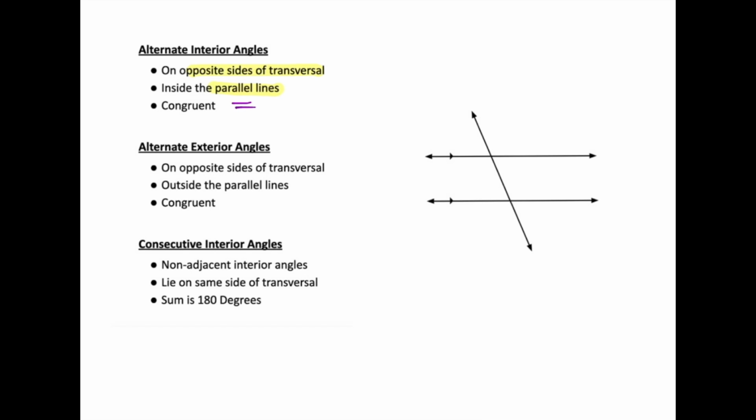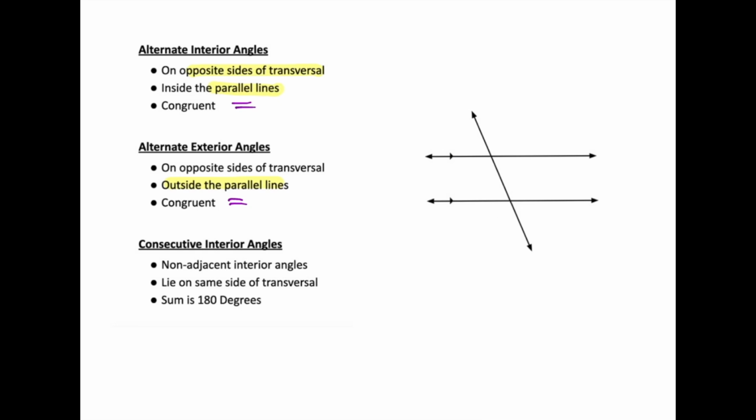The next is alternate exterior angles. These ones are also going to be opposite sides of the transversal, but instead of being inside like the interior, these are outside the parallel lines. These are also going to be congruent or equal. An example would be this angle and this angle. They're outside the parallel lines and opposite sides of the transversal. Another example would be this angle and this angle.